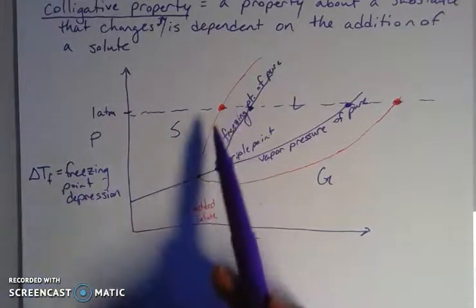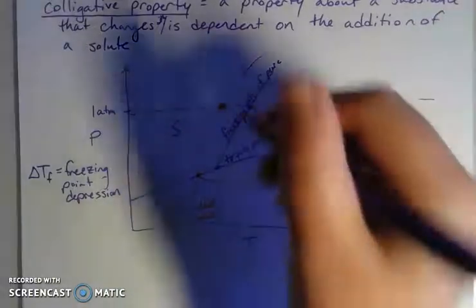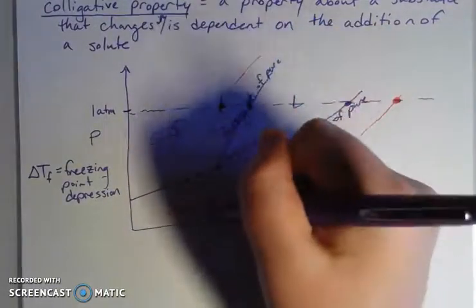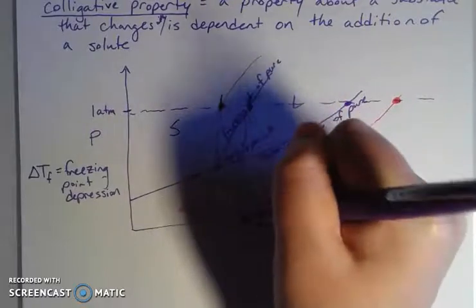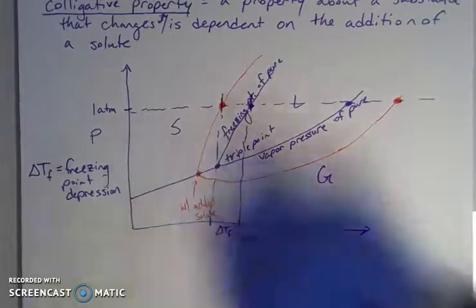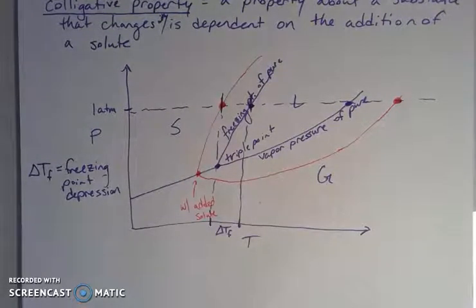And that comes from this shift in the triple point. So that difference in these temperature values, if we extend that down to our axis, this difference is going to be my freezing point depression. By how much does that freezing point decrease when I added that solute?